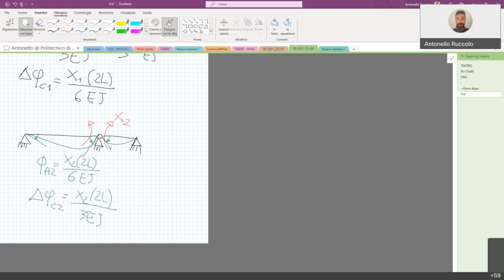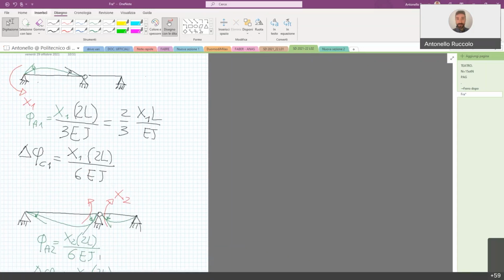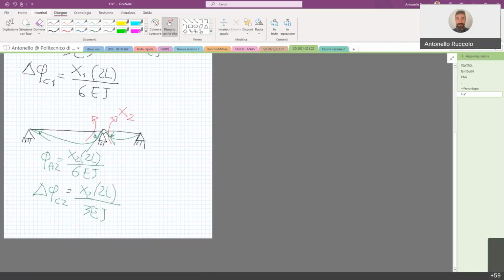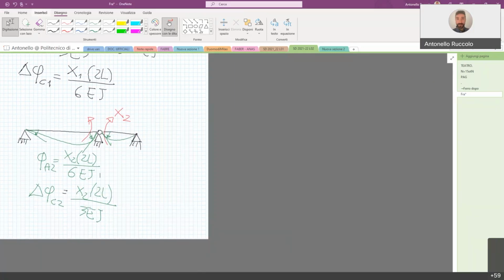Okay, I will go on. There is clearly not only this contribution, but there is also the rotation on the other side, because we are saying that the difference of rotation in this node of the beam AC with respect to CD. So far, we had only rotation in the node, in the beam AC. But in this case, we have rotation both in the node AC and also in the node CD, because x2 is applied on both beams.